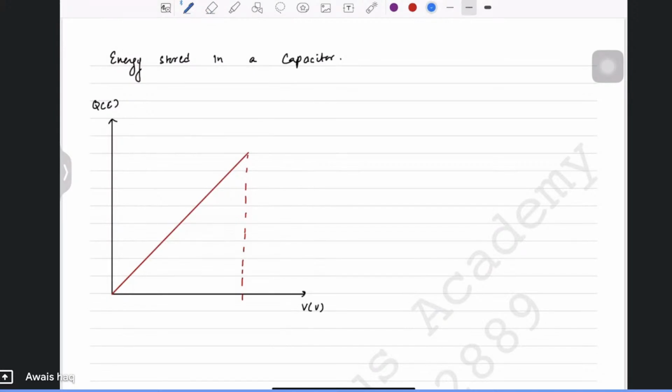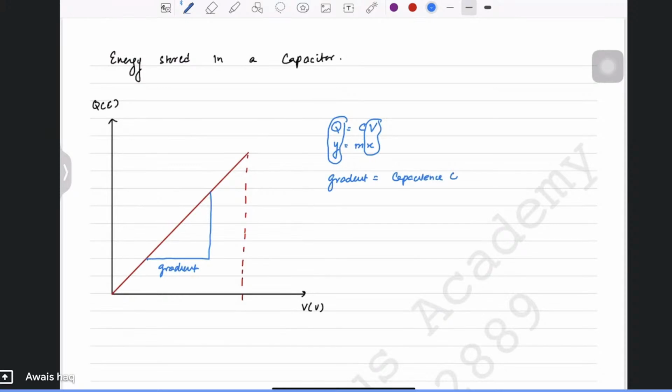We say that because you should understand that charge is equal to CV. So Q is equal to CV, that is the equation for capacitance. Right now we see a line which is equivalent to y equals mx. So on the y-axis you have Q, on the x-axis you have voltage. So the gradient of this graph will give you the capacitance C. The greater the gradient means the greater the capacitance of that capacitor is going to be.